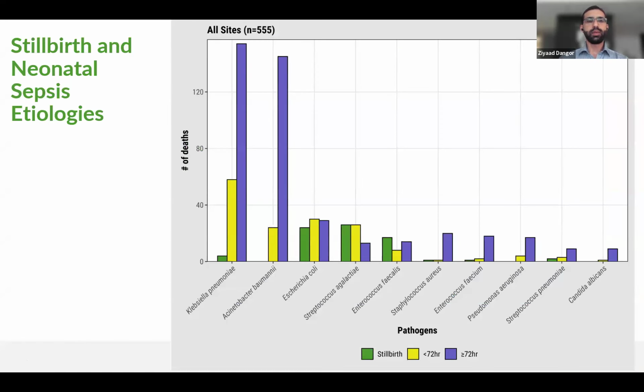Now, if you just take the stillbirths and the neonates in terms of their sepsis, and you look at the etiology in terms of organism, the two big culprits that are coming up consistently, and South Africa is no exception to this, are Klebsiella and A. baumannii, especially when we look at infection occurring after 72 hours. And this is mostly hospital-acquired infection.